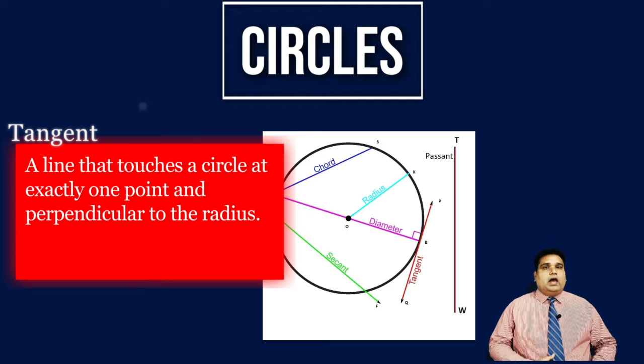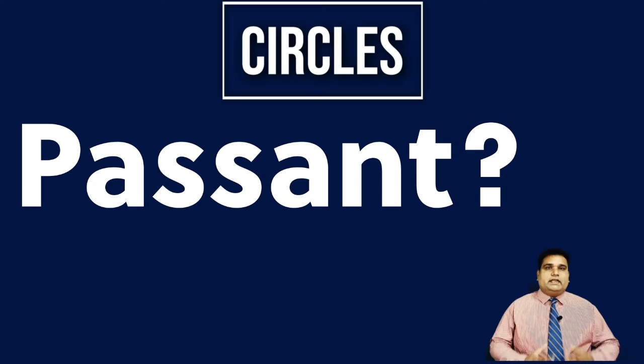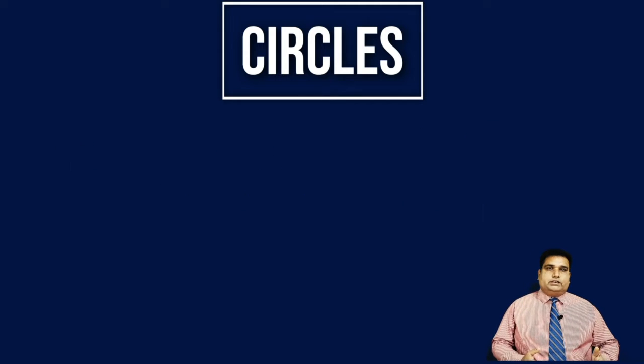So we can say that a line that touches the circle at exactly one point and is perpendicular to the radius, that line is a tangent. Next is passant. What is passant? A coplanar straight line that has no point in common with the circle.